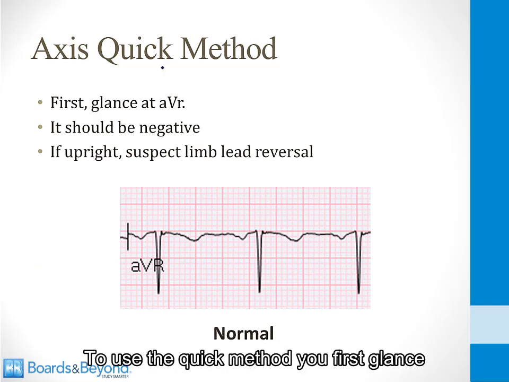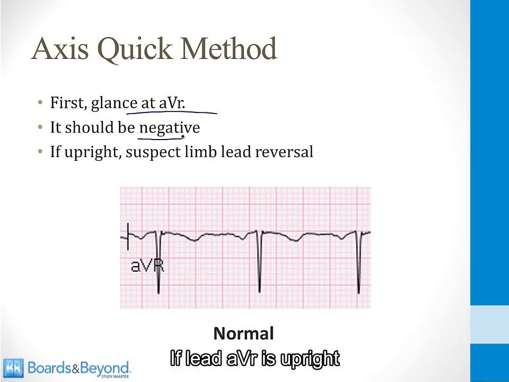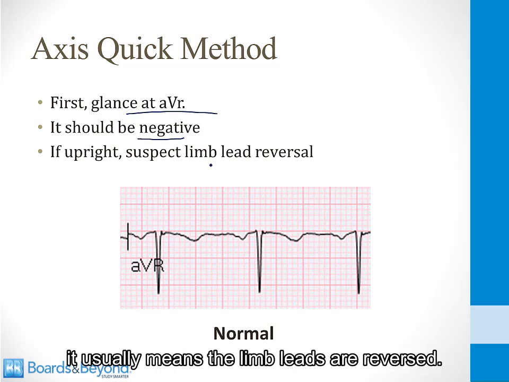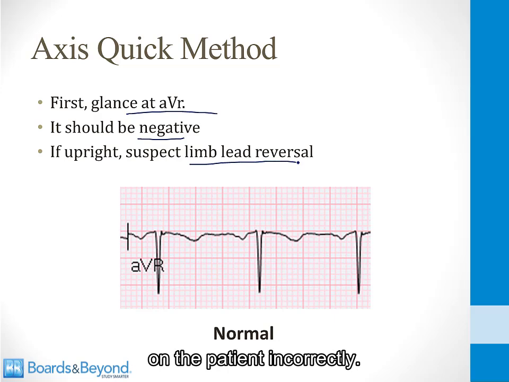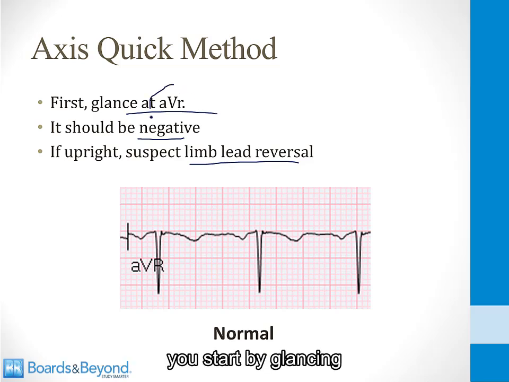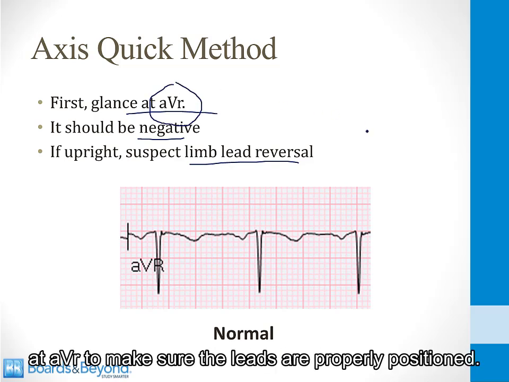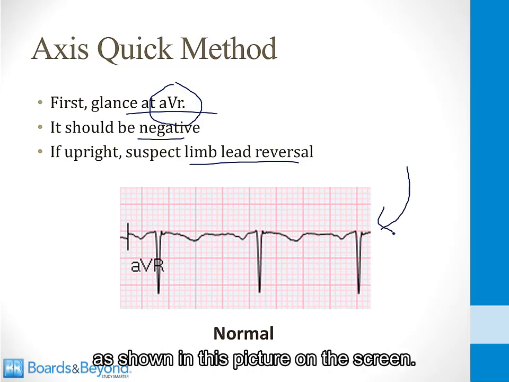To use the quick method, you first glance at lead AVR. Lead AVR should always be negative. If lead AVR is upright, it usually means the limb leads are reversed. In other words, it means someone has put the leads on the patient incorrectly. So to use the quick method in actual practice, you start by glancing at AVR to make sure the leads are properly positioned, and if they are, AVR will be negative as shown in this picture on the screen.